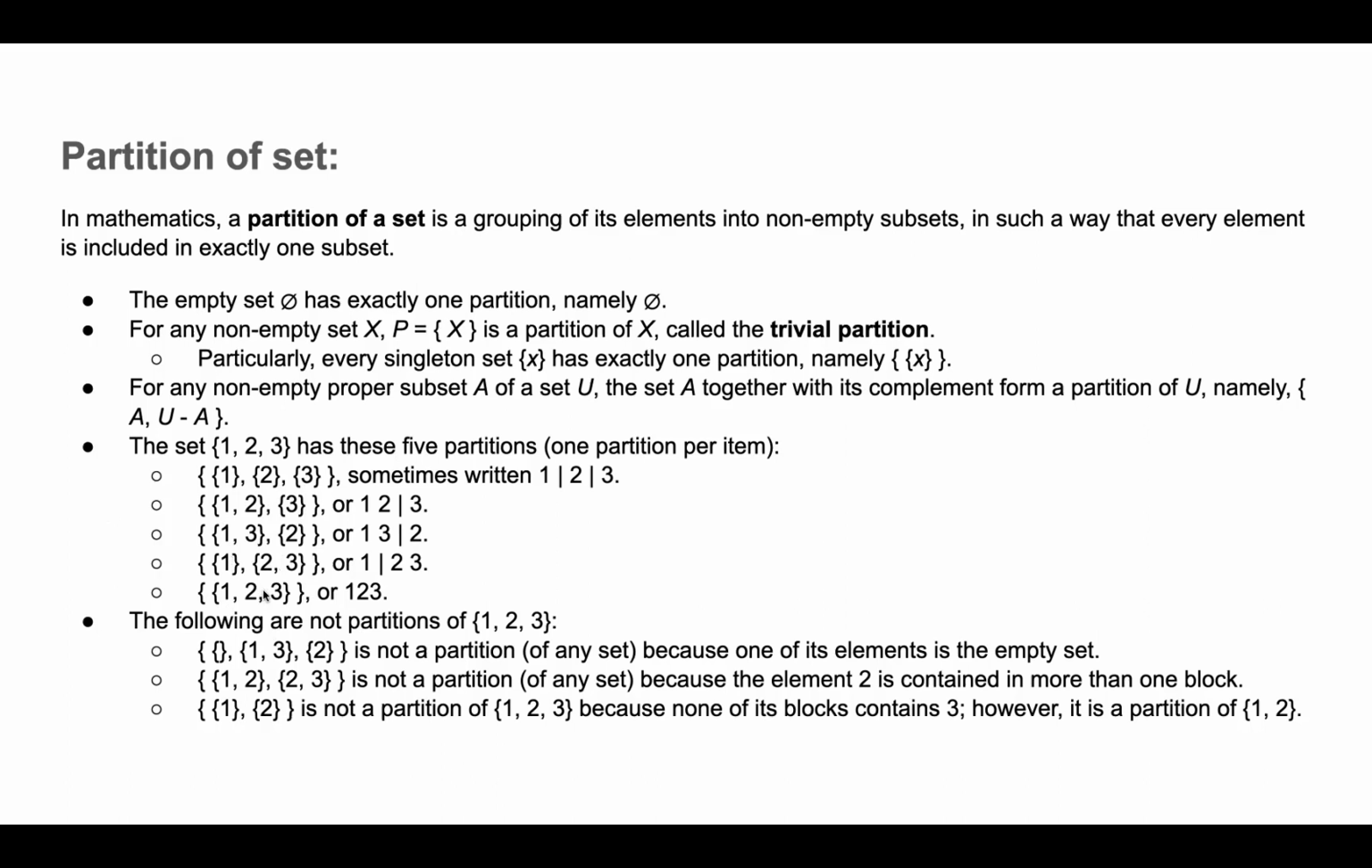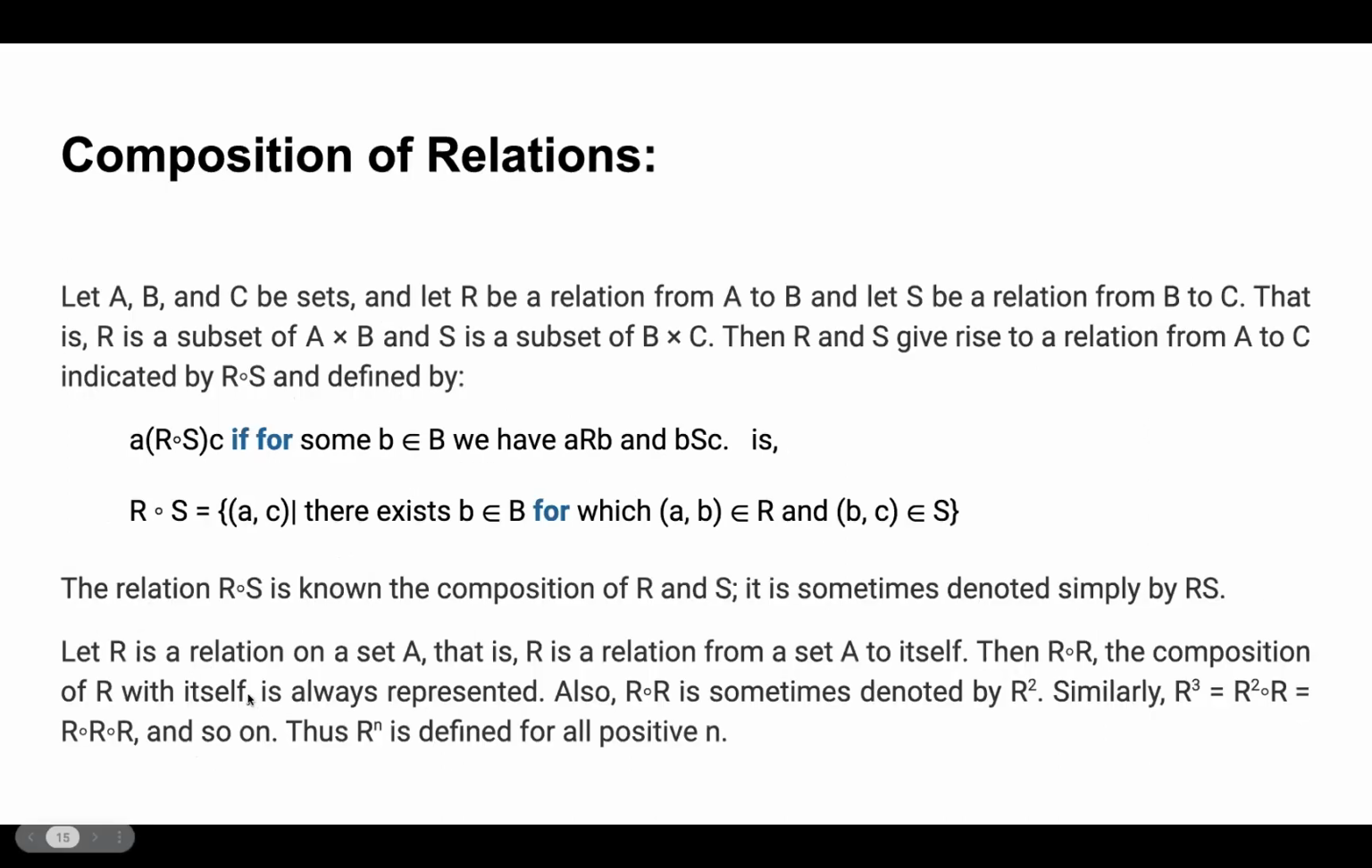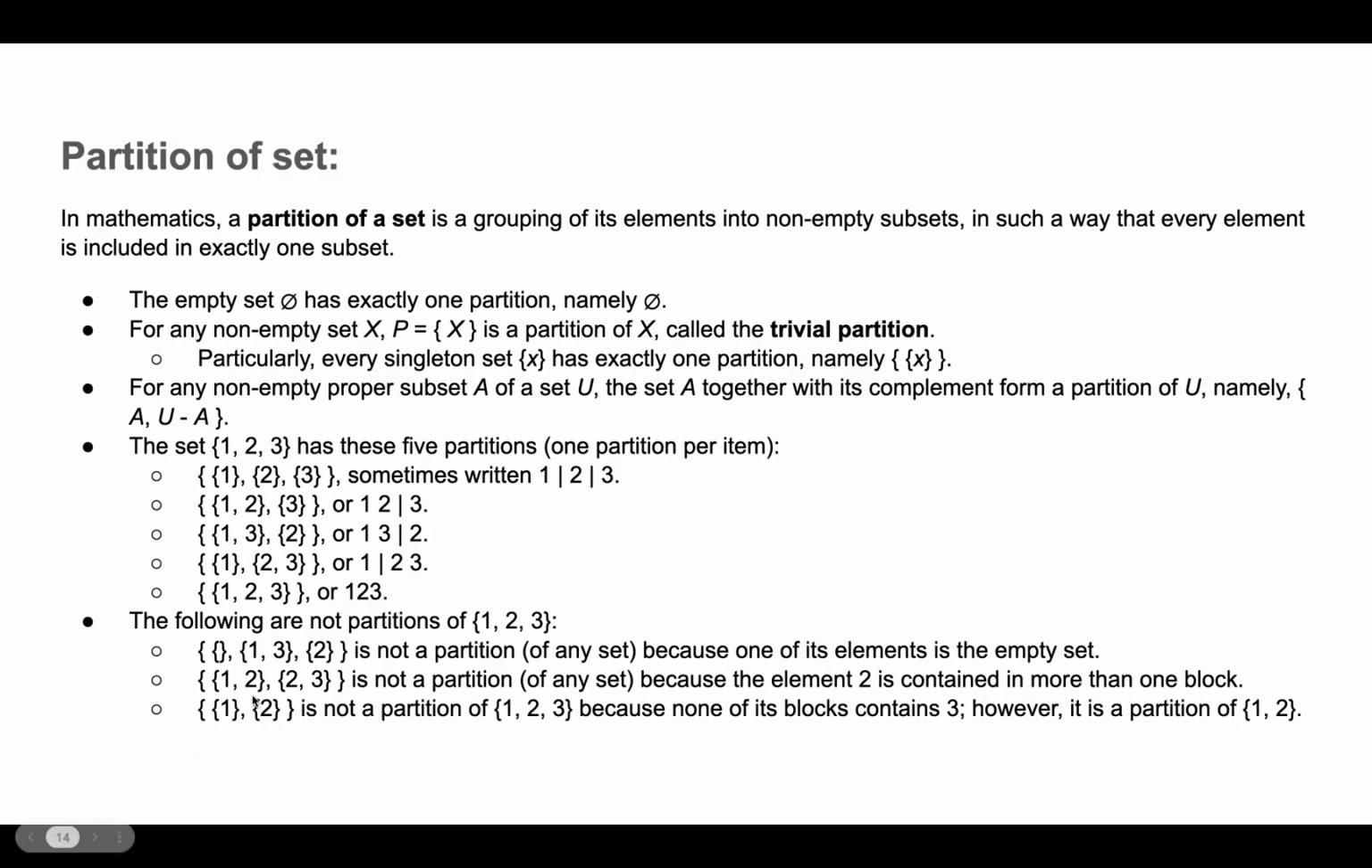Okay, then these are not examples of partitions. How the examples are written, we can see here. A set with {1, 3} in one set and {2} in another set is not a partition because one of its elements is the empty set. The empty set is not there in the partition of a set.